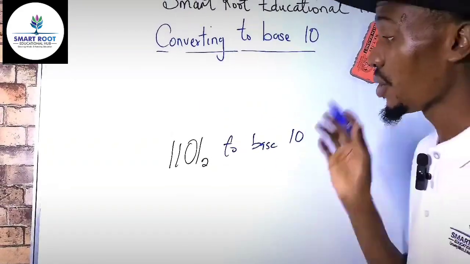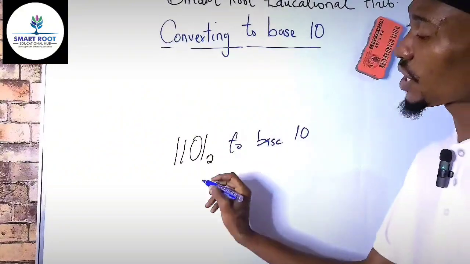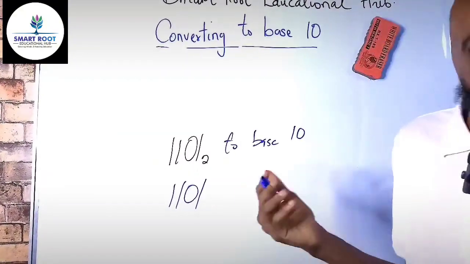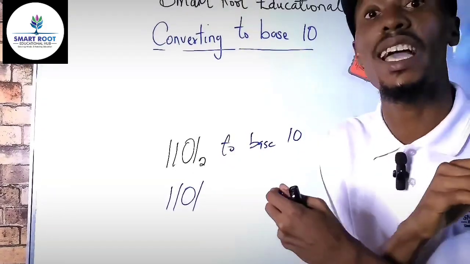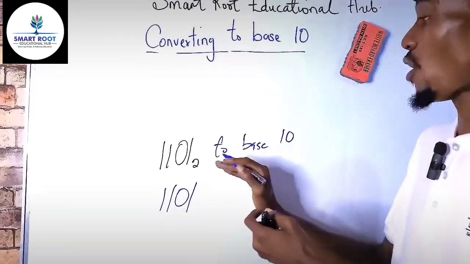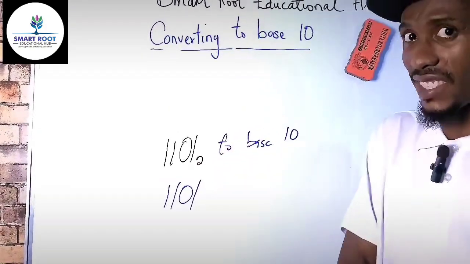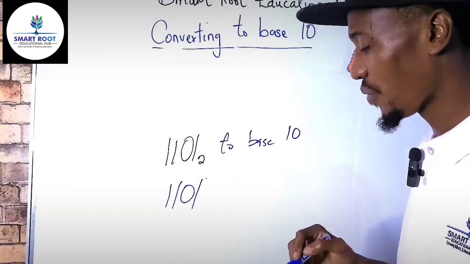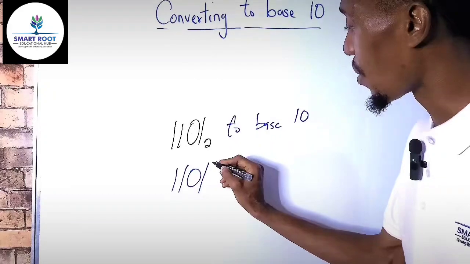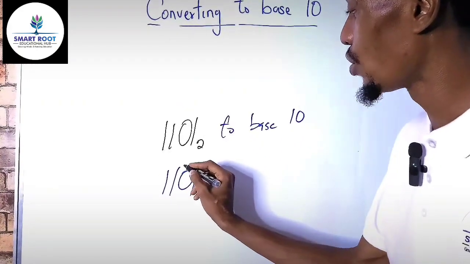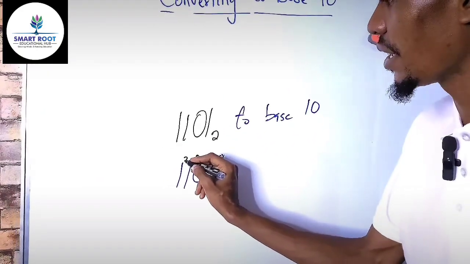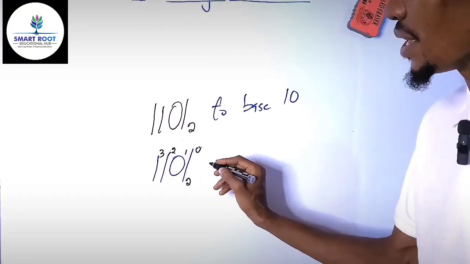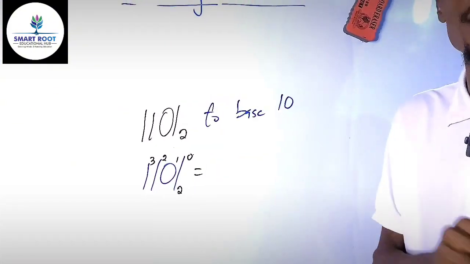It's very simple. The first thing you need to do is to give this number 1101 powers, right? And the power starts from 0. Now, if you're converting from base 3, it is the same thing. So let's give these numbers powers. This will be 0, 1, 2, and 3, right? These are the powers. Now remember, this number is in base 2. Now we want to convert to base 10.